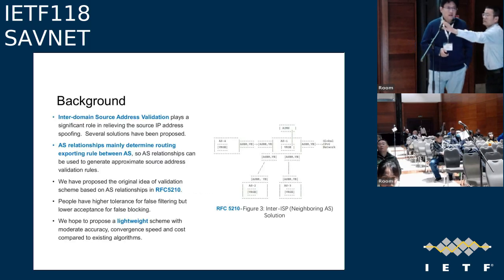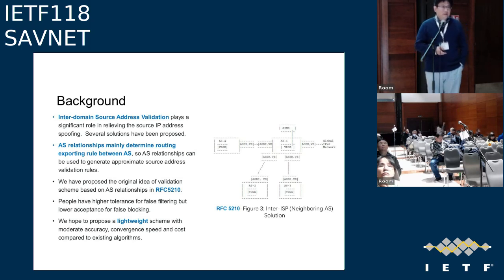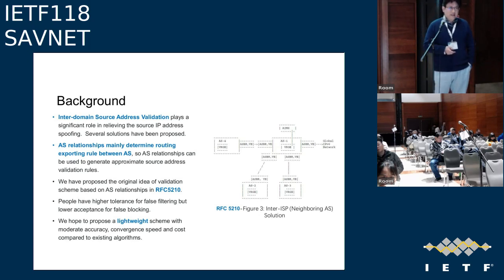The background is that several solutions for inter-domain source address validation have been proposed. AS relationship mainly determines the route exporting rule between ASes, so AS relationship can be used to generate approximate source address validation rules. We proposed the original idea of a validation scheme based on AS relationship when we wrote RFC 5210.